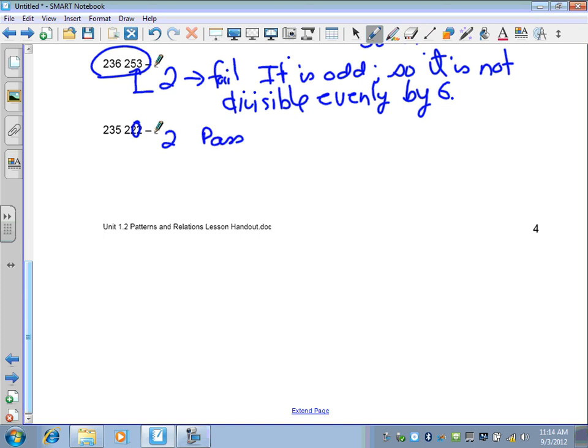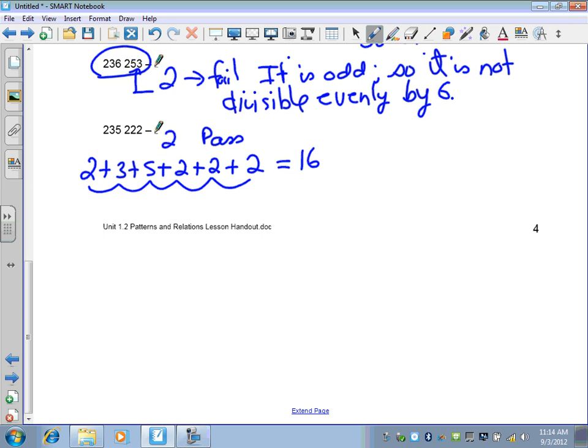Now let's check whether the number is divisible by 3. Well, 2 plus 3 plus 5 plus 2 plus 2 plus 2. You should be able to do this in your head, but I'm sure some of you picked up your calculator. 2 and 3 is 5, 10, 12, 14, 16. So we have a sum of 16. Is 16 divisible by 3 evenly? And the answer to that is no.